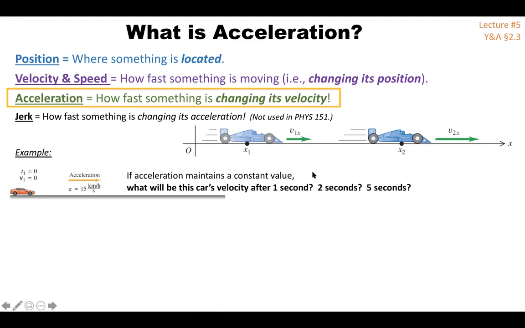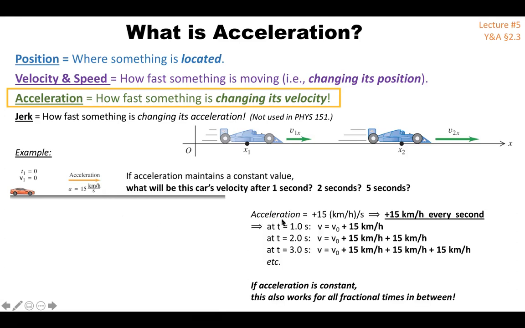Okay, so first, how would we calculate this? I'd start with the car's initial velocity, and then every second that goes by, I would need to change the velocity by this amount, 15 kilometers per hour. And notice the plus sign is not written. We usually don't write it, but that's understood. So in other words, I need to increase the velocity by adding 15 kilometers per hour for every second that goes by.